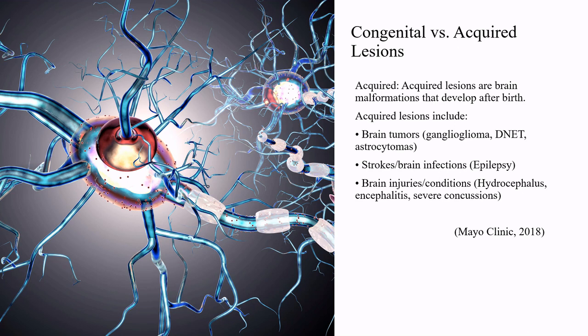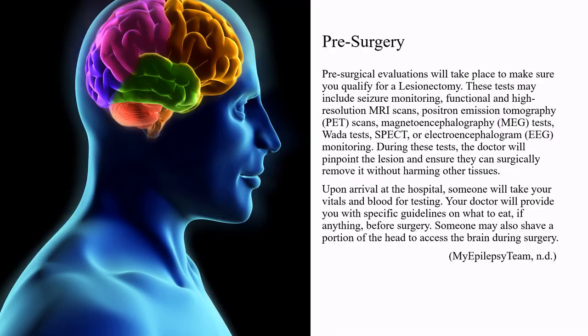Congenital versus acquired lesions. Acquired lesions are brain malformations that develop after birth. Acquired lesions include brain tumors, strokes or brain infections, brain injuries, and conditions.